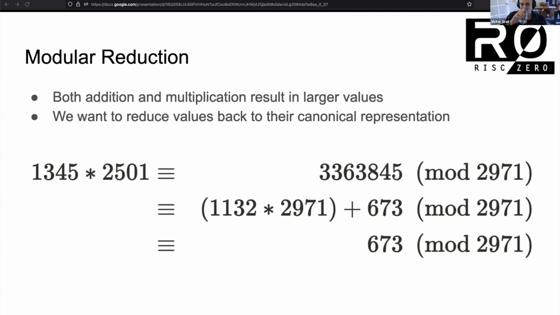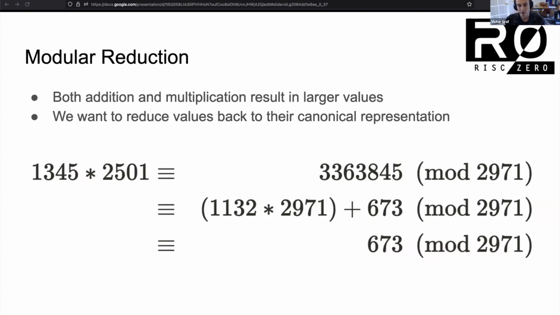Luckily, however, the way finite fields are defined is that you can always subtract any number of times the modulus from a number, and the result is equivalent. So in this case, we have 1345 times 2501 is this large number. But if we subtract 1,000 multiples of the modulus, which in our case is the prime 2971, we get down to the much more manageable number of 673. And those two numbers, the large multiplication result and 673, are equivalent in the finite field. They are the same number for our cases.